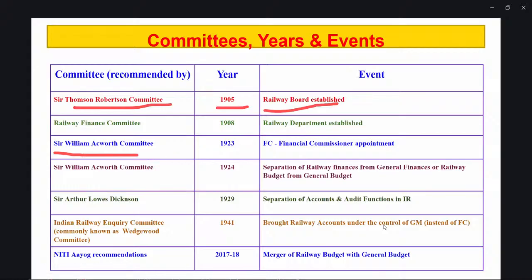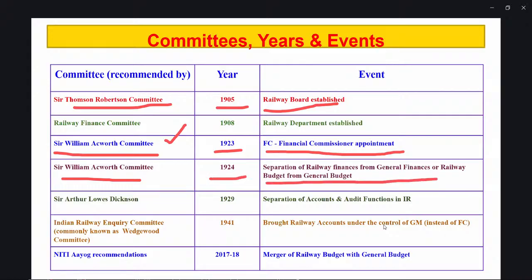This is important. William Awkward Committee 1923, Financial Commissioner is appointed. Now it is the member finance. And another recommendation of William Awkward Committee, very important, is the 1924 separation of railway budget. And this is also very, very important. Sir Arthur Lois Dickinson 1929, the audit and accounts are separated.